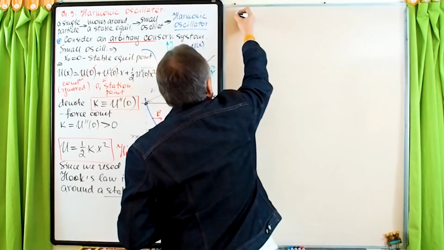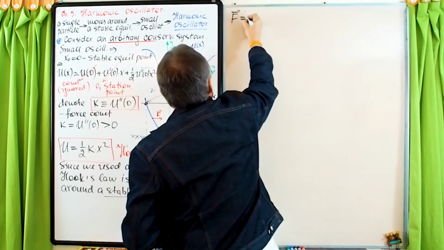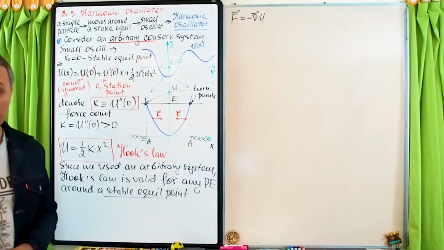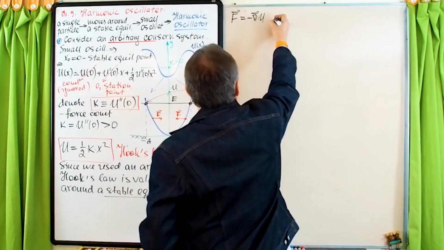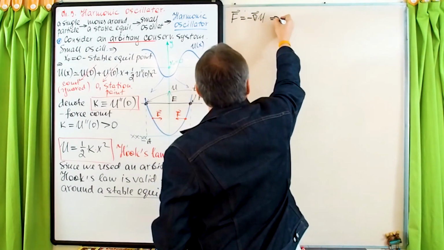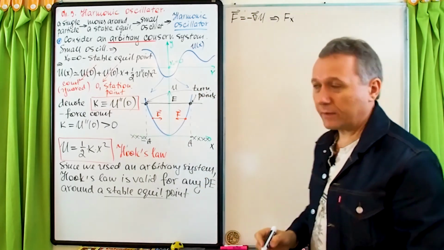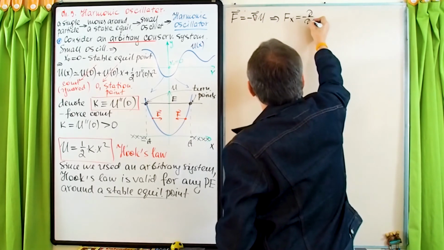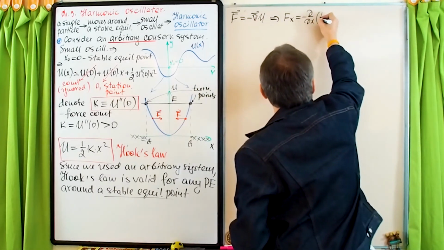Of course, transition to the forces. F equals minus gradient of u. But we have a one-dimensional system, so of course it can be simplified. Everything happens around x, so F_x equals minus the partial derivative with respect to x of 1 over 2 k x squared.